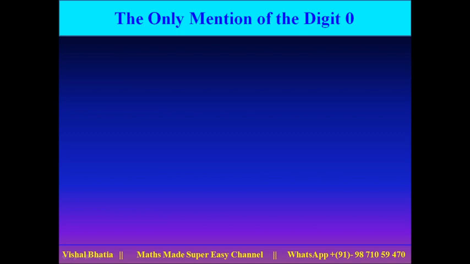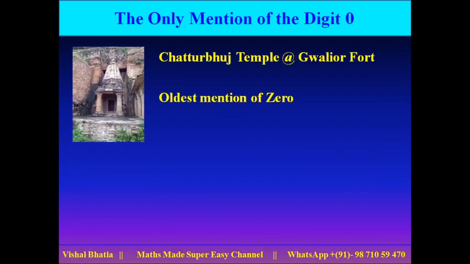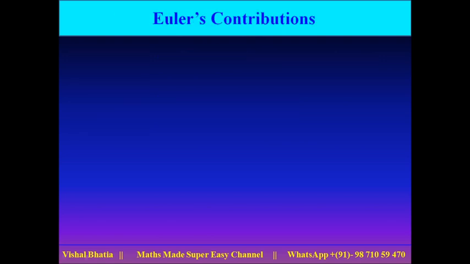Very interesting, the only mention of the digit 0. As you must be aware, Indians invented the digit 0 and the decimal system. So this digit 0 is found at the Chaturbhuj temple at Gwalior Fort, and is the oldest epigraphical mention of the number 0. And Albert Einstein once remarkably remarked about mathematics and Indians in particular. He said that the Indians were the smartest people because they invented 0, and without the invention of 0, no physics and no mathematics would have been possible.